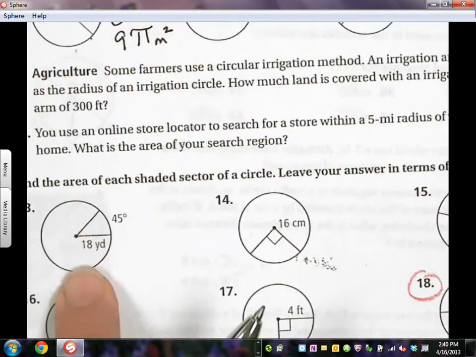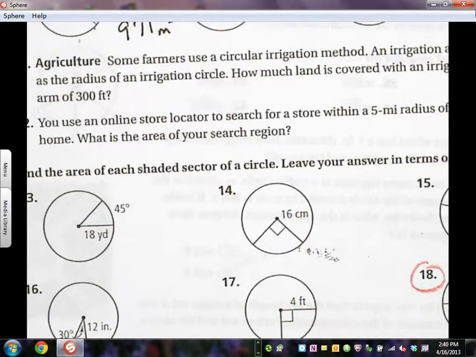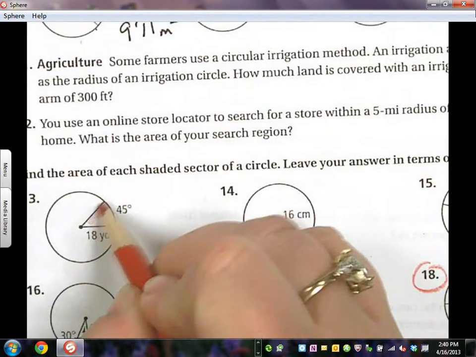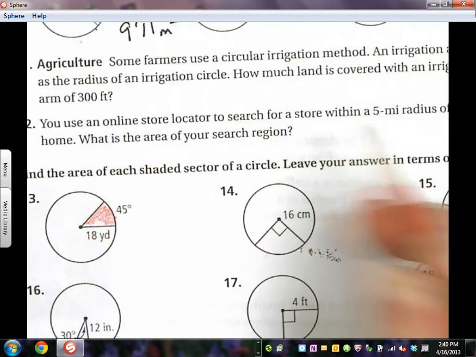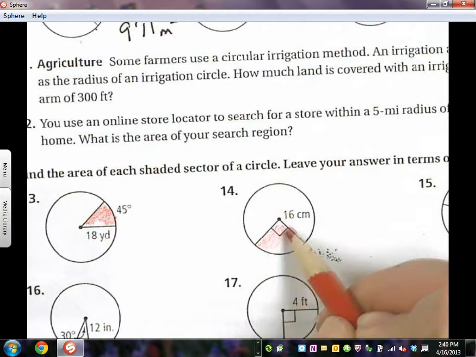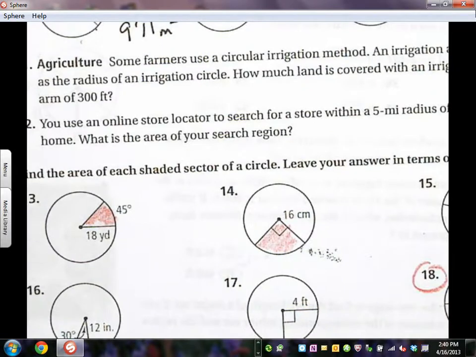And here we're finding shaded sectors. Now these aren't shaded again, that didn't show up on your assignment here. But if you look at the book, it would be there. We're going to find all of these shaded sectors.